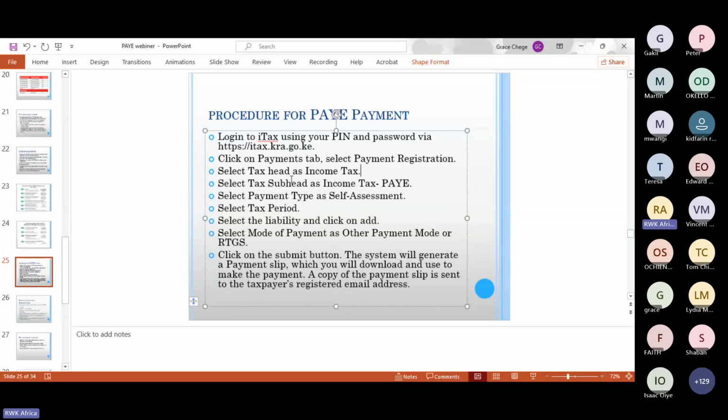Then after that, you're going to select the mode of payment, either other payment mode or RTGS. After that, you're going to click on the Submit button. Then the system will generate a payment slip, which you will download. Therein is the bank statement, the bank account and the pay bill from where you can pay your taxes. So that is briefly the procedure of filing and paying and generating a payment slip on iTax.